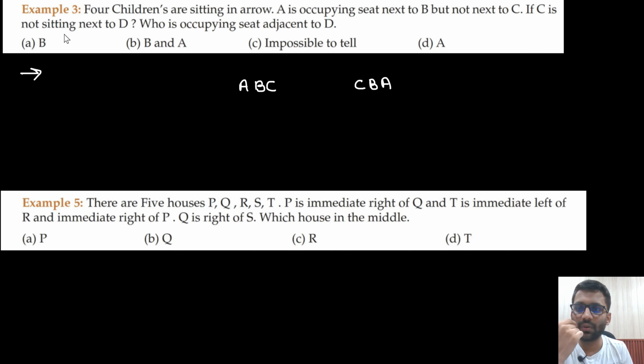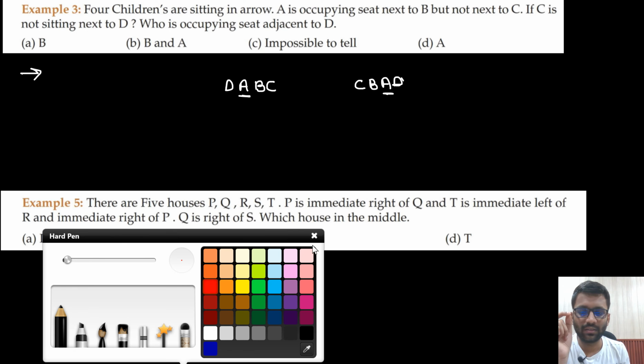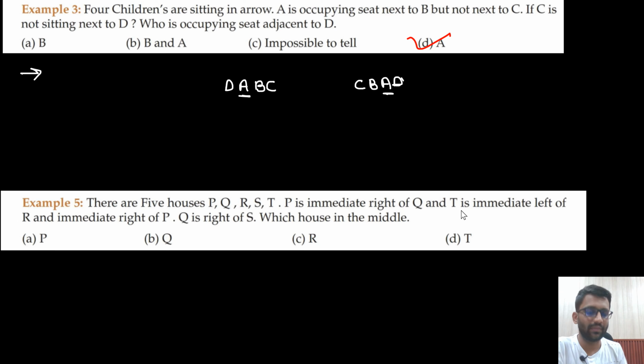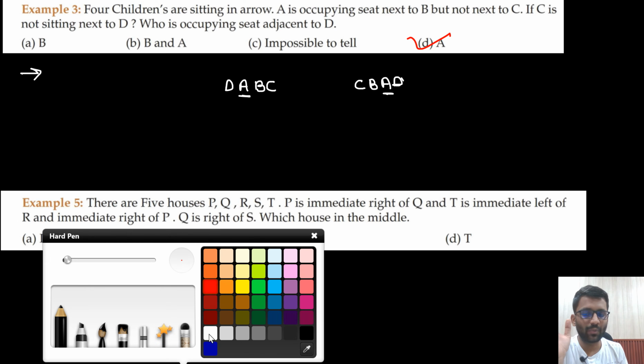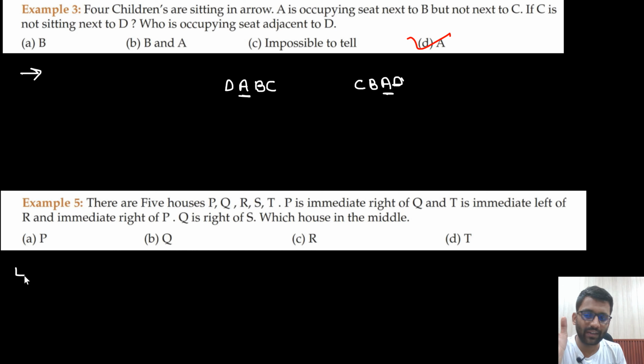C is not sitting next to D, so D cannot come near C. So D has to come here. Who is occupying the seat adjacent to D? That is A. Here also it is A. Adjacent to D, who is there? A. So the answer is A. That's it. Very easy. So we will write all the possible conditions and we will get our answer.